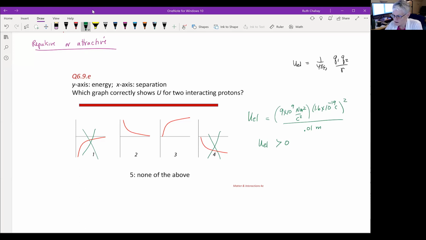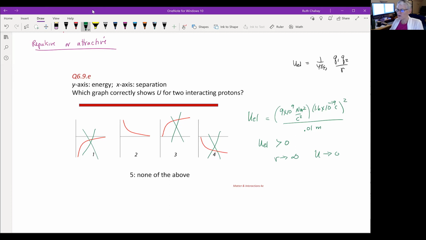Now, why is it 2 instead of 3? Well, let's think about what happens when r goes to infinity. We're dividing by a very large number, so the graph has to go to 0, right? So as r goes to infinity, U has to go to 0. And so it can't be that. And when r is very small, then it should be very large and positive. So you need to actually think about the equation.